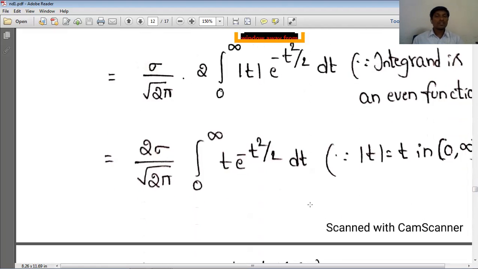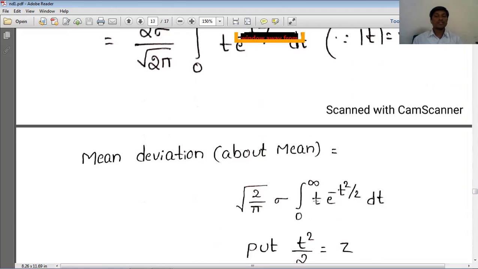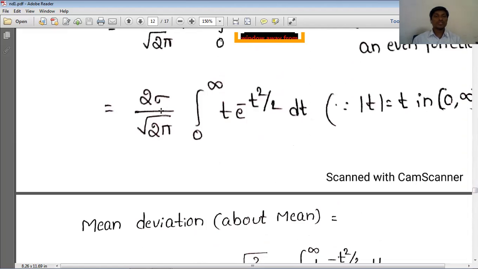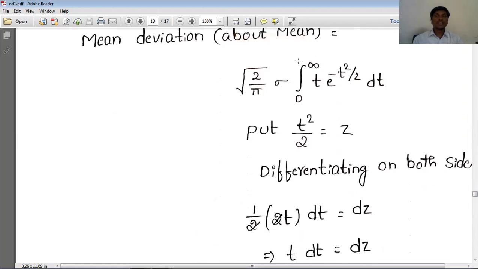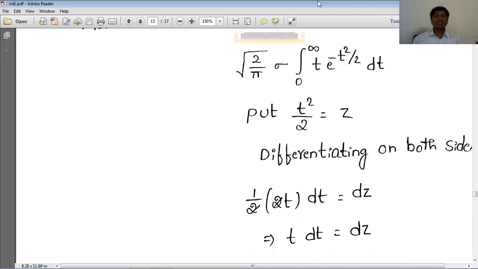Next, now we have to simplify this one integral. So 2 sigma by 2 root pi. So 2 we can write as root 2 into root 2, one root 2 cancels. So root 2 pi by sigma into this one. And again we are doing the substitution, minus t square by 2 is equal to z.